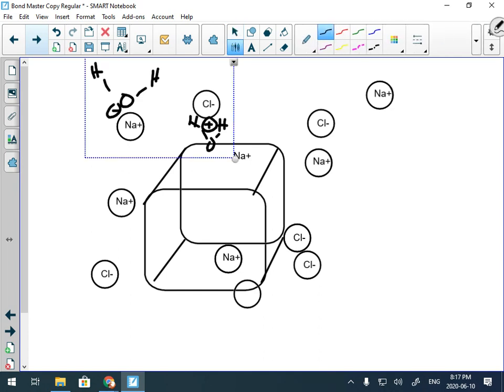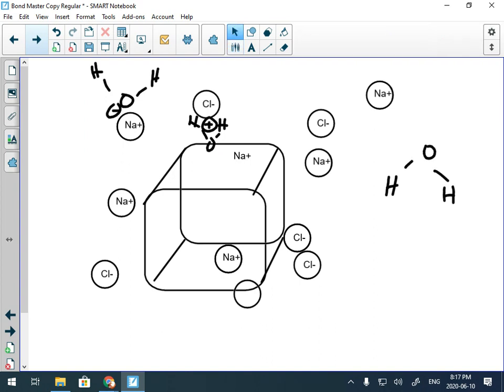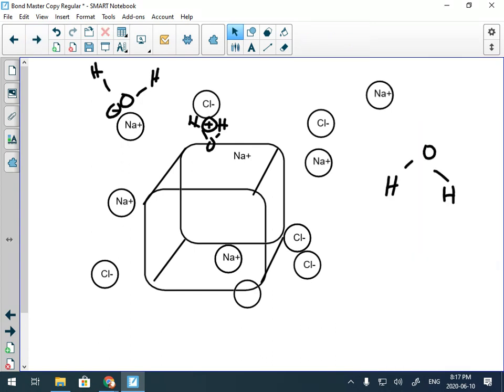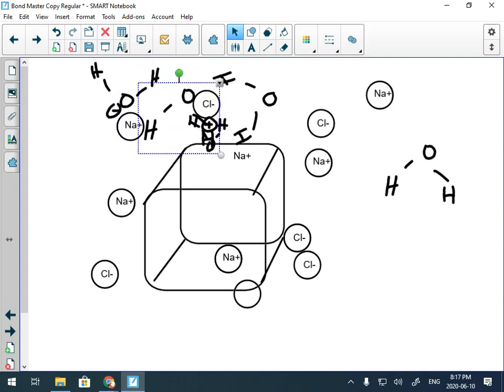So, like here, I'll infinite clone this. Let's see if this is going to work. Perfect. Okay. So basically, the water, based on the orientation, surrounds the ions.